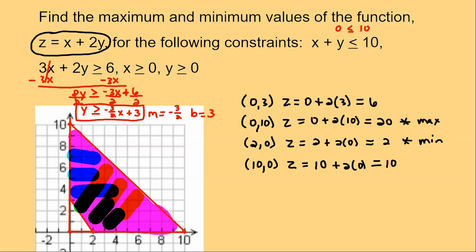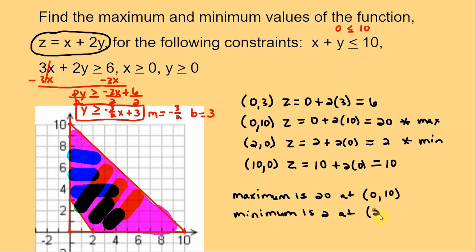So to answer the question, find the maximum and minimum values of the function, we could say that the maximum value is 20, and it was found at 0, 10. And then the minimum value is 2, and it was found at 2, 0.